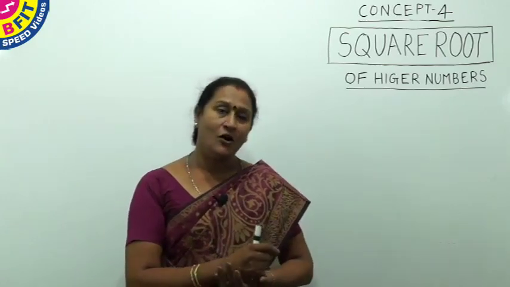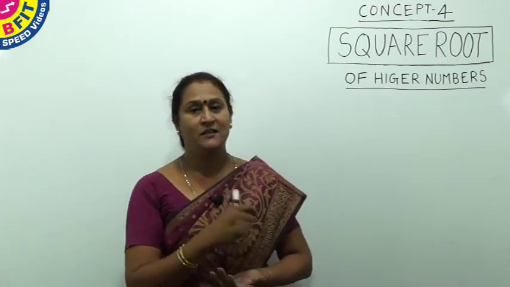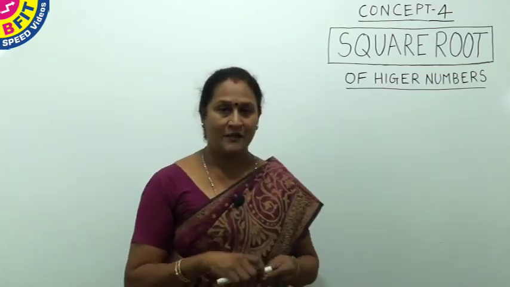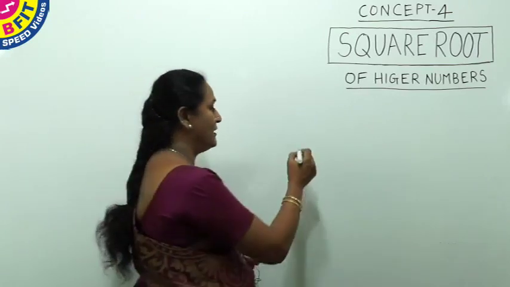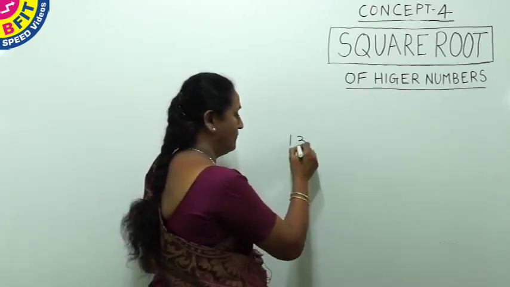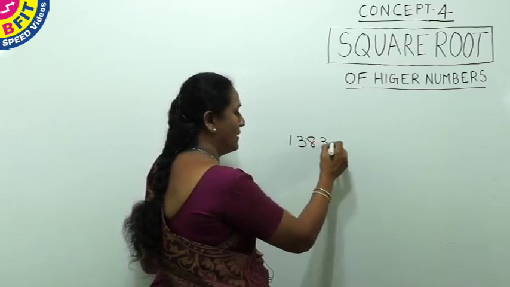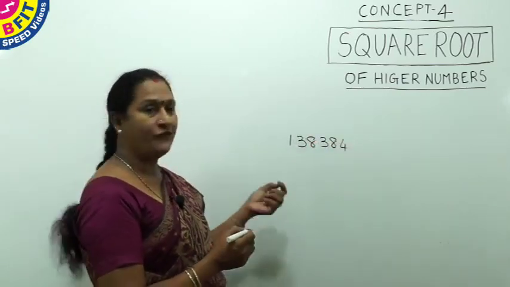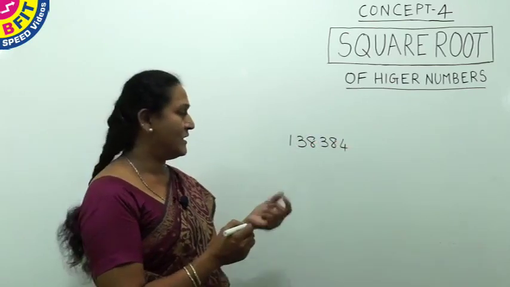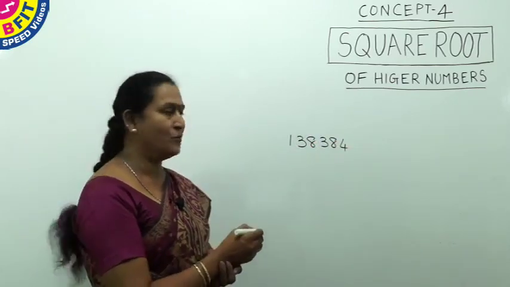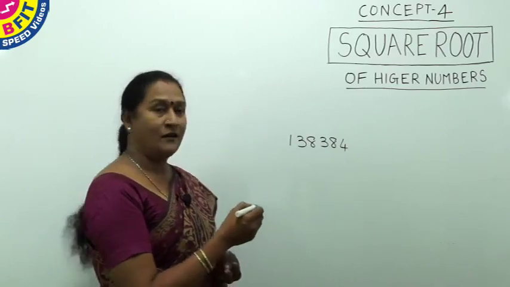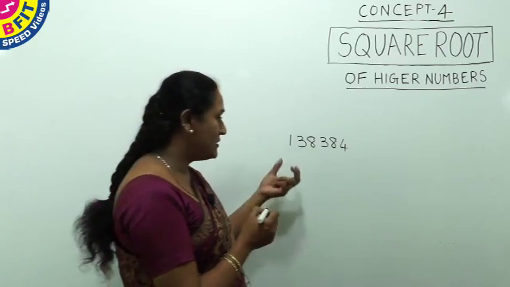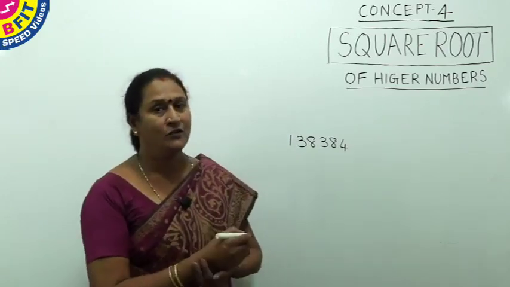And we'll see how to find the square root of a 6-digit number using the division method. Say for example, we are given a number as 138384, and to find the square root, the first step. When you have more than 4 digits, the division method will be very handy to work out; for less than 4 digits we can use the shortcut.